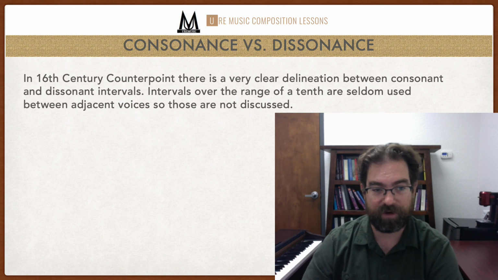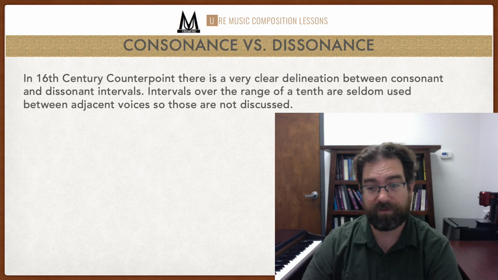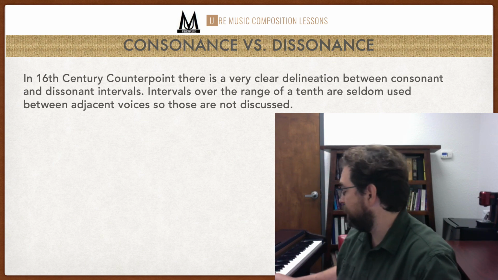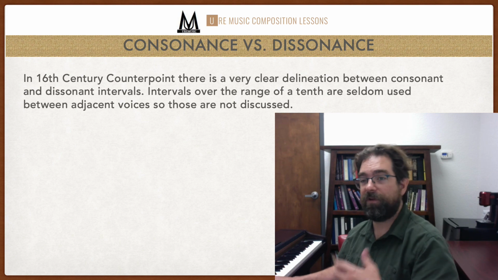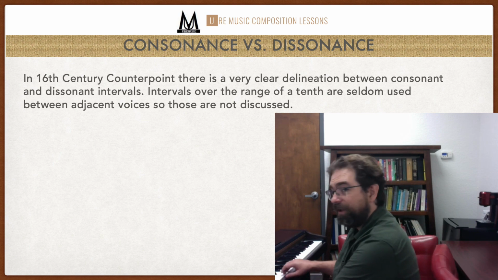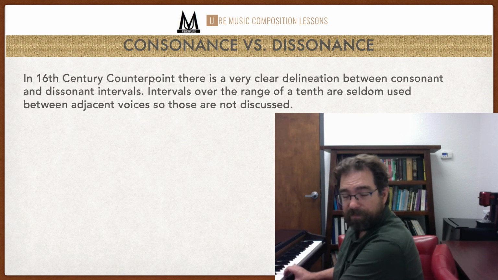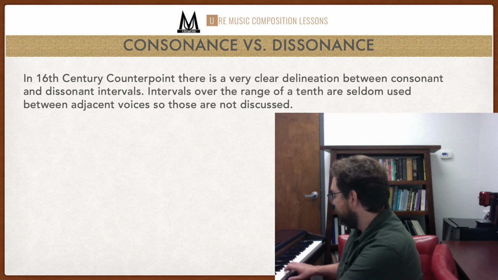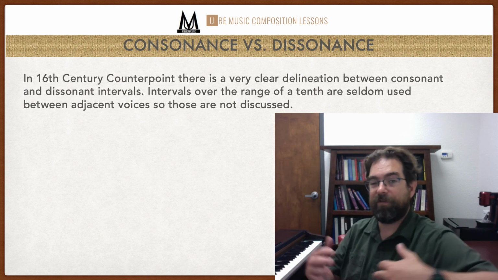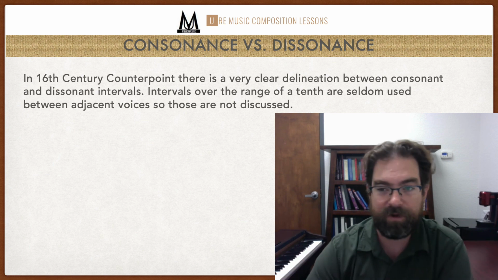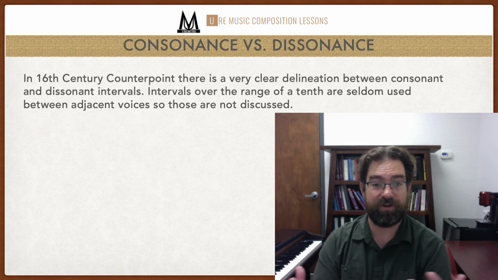In 16th century counterpoint, we have a clear delineation between consonant and dissonant intervals. Intervals over the range of a tenth are seldom going to be used between adjacent voices, so we don't discuss those. If you have a third, that creates a really nice harmonic sound. If you have a tenth, it's still pretty nice harmonically, and it gives us a nice range to work with. But if we start to go higher, to a 12th, a 13th, if we get further and further removed, then the counterpoint loses some of that harmonic friction that holds it together.